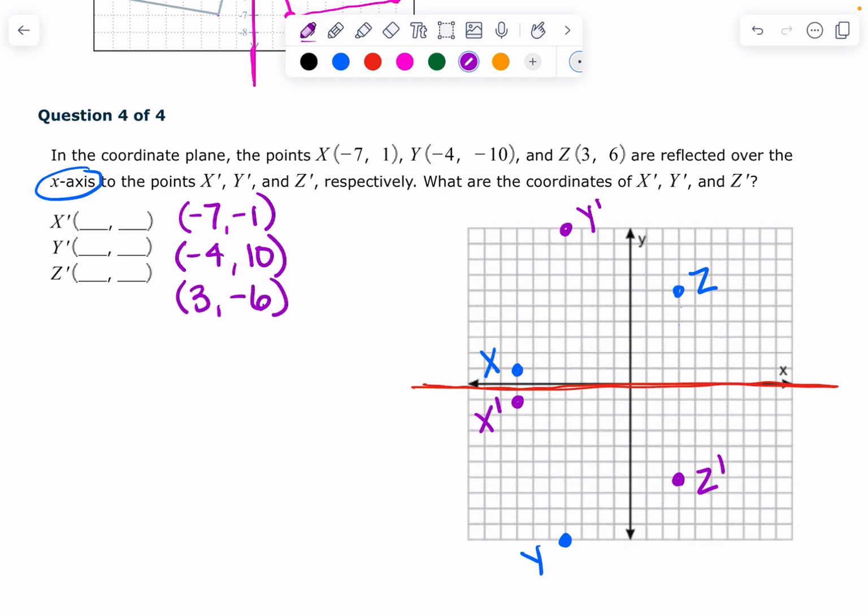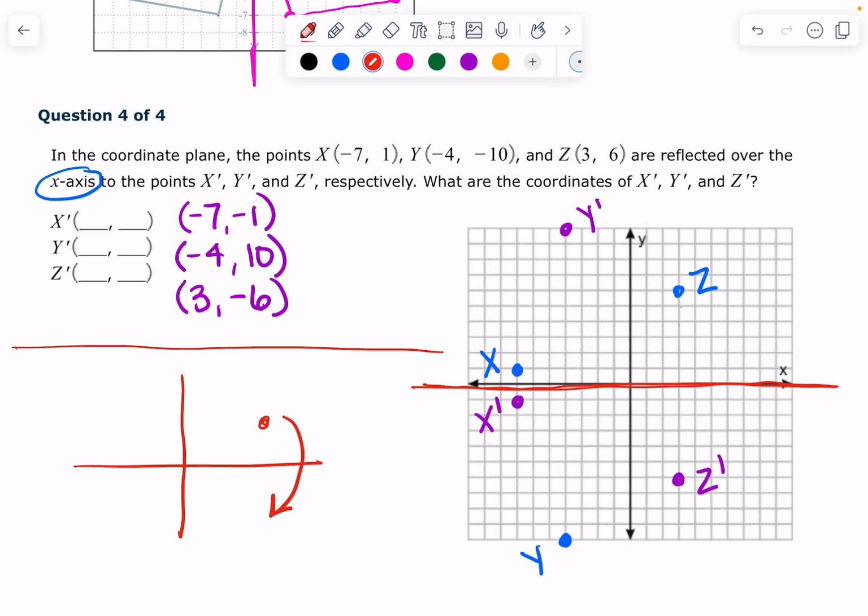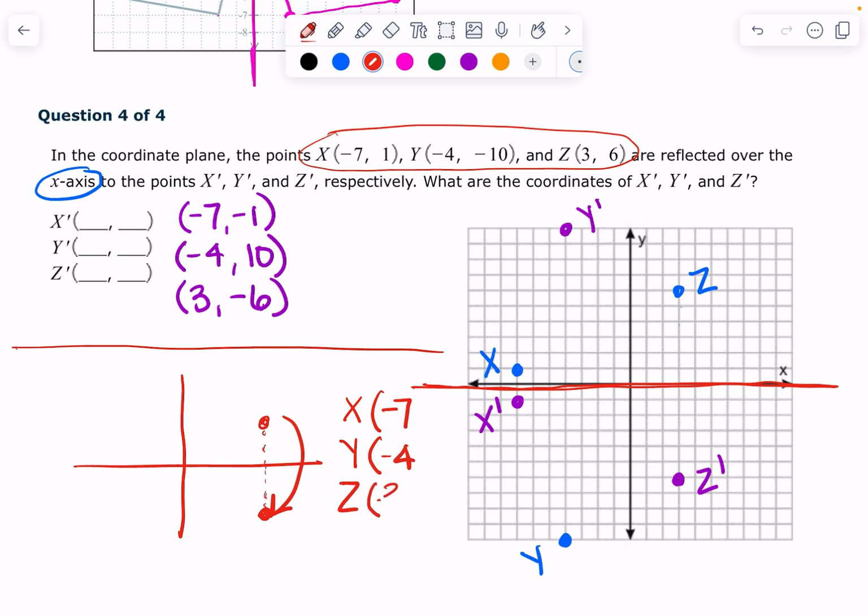So that's using the graph. The other way you can do that is if you reflect something over the x-axis, or imagine you have a point here and it's reflecting over, the x value is going to stay the same. It's just the y that's changing to the opposite. So I can just look at these points that were given to me, and I can keep all the x's the same. So -7, -4, and 3, and I can just change the y's to the opposite. So -1, 10, and -6, which are the same answers as what we got when we did it with the graph.